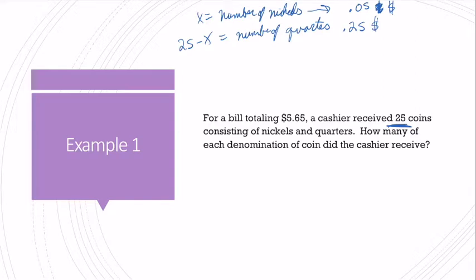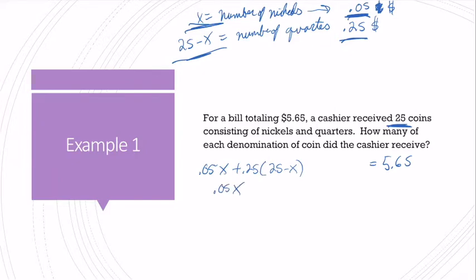So if my total sum of money was $5.65, that means I would have 0.05 times my number of nickels and 0.25 times the number of quarters. So let's go ahead and find X, which remember is the number of nickels, and then from that we can determine how many quarters our cashier received.